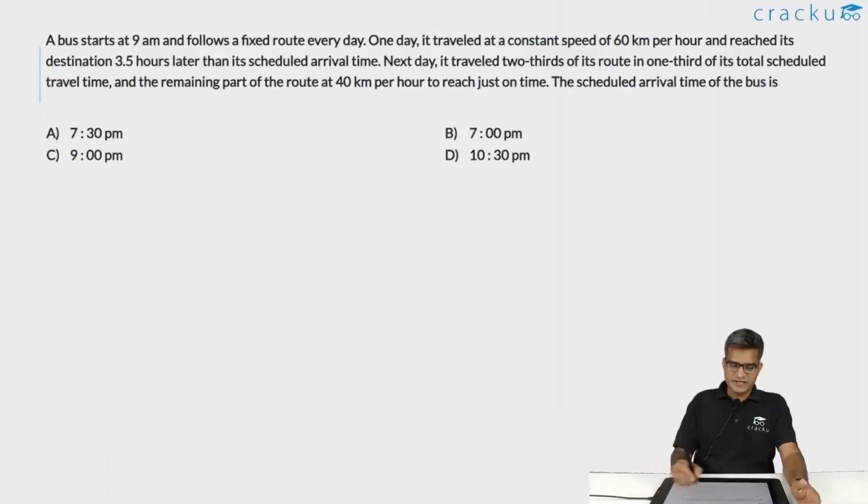In this question, we are told that there is a bus which starts at 9 a.m. and it follows a fixed route every day. One day it traveled at a constant speed of 60 km per hour and it reached its destination 3.5 hours later than its scheduled time.